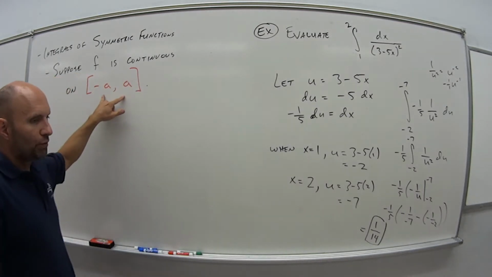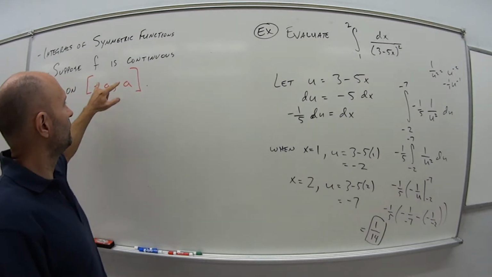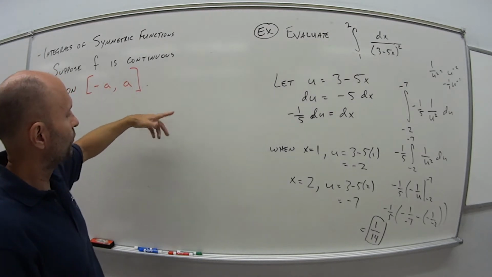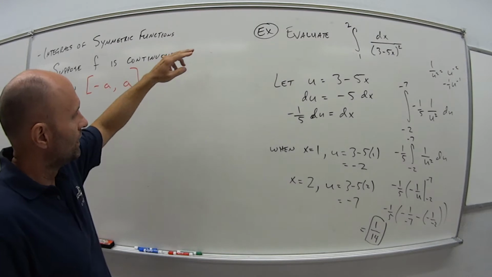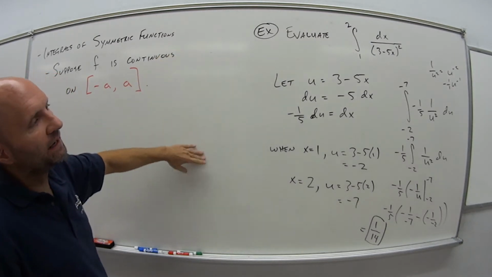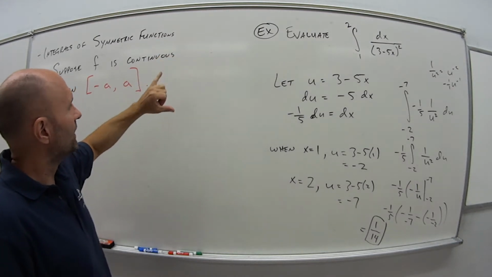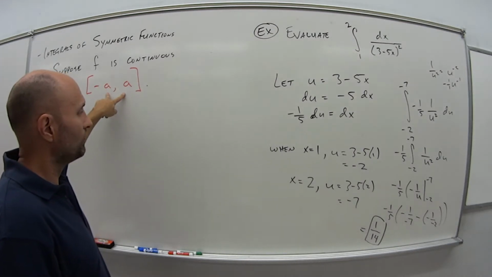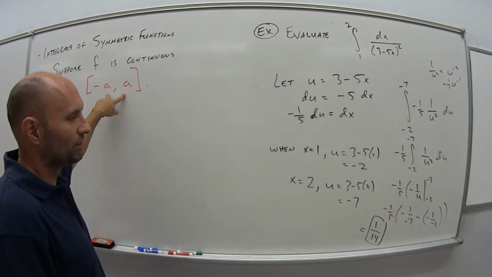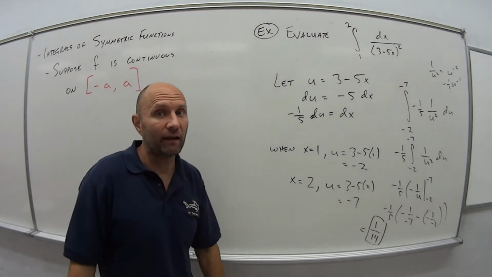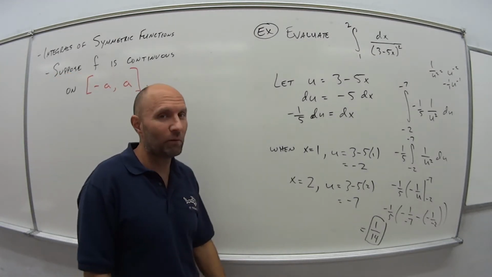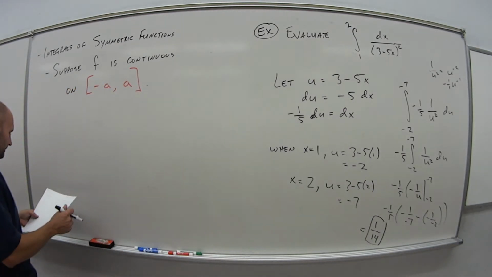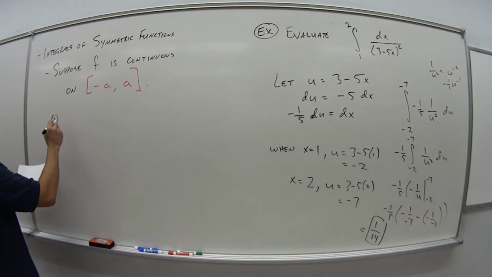Well, if you get a problem and it's giving you the integral already with -2 to positive 2, -10 to positive 10, -pi to positive pi, if that interval has the same value, but one is the opposite sign of the other, that's your red flag. You know what, this is probably a symmetric integral. And can I apply this rule? So we have two possibilities.